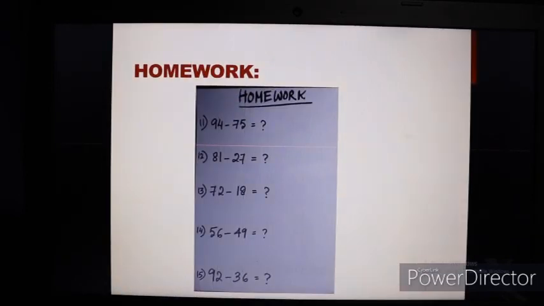Number 11, 94 minus 75. Number 12, 81 minus 27. Number 13, 72 minus 18. Number 14, 56 minus 49. Number 15, 92 minus 36.